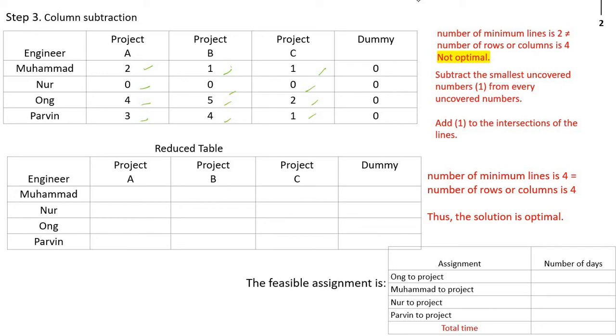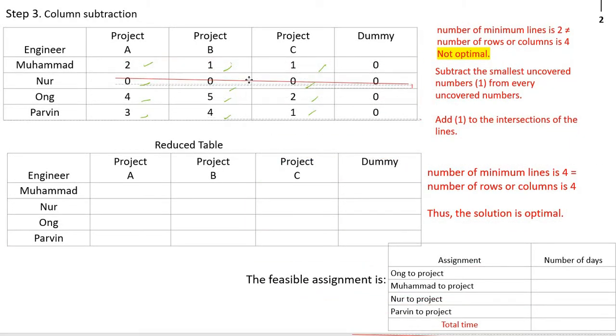Okay, now the next step is we need to construct minimum lines that cover all the zeros. The first line and the second line. Now the number of minimum lines that we have is 2, which is not equal to the number of rows, which is 4. Since they are not equal, our solution is not optimal.